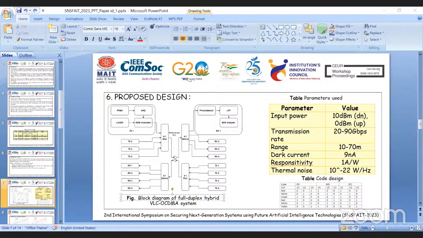Here, in each transmitter and receiver side, different types of components are used. For each transmitter, I have used a random bit sequence at 10 gigabits per second, non-return to zero.